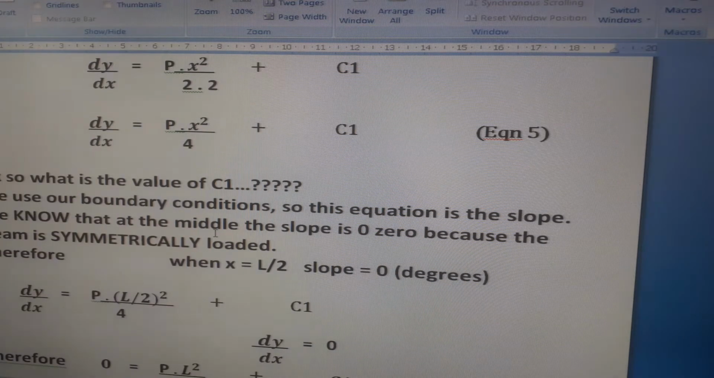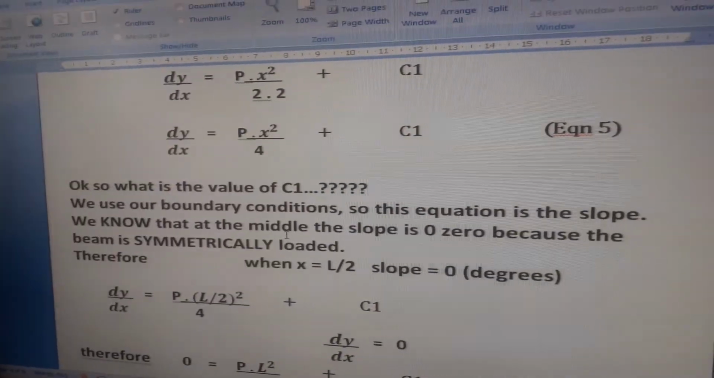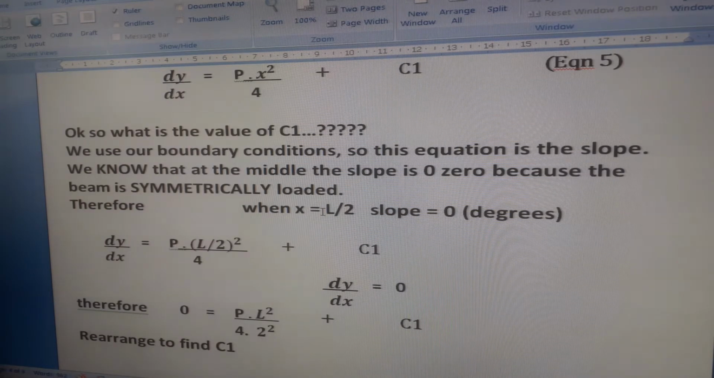As you probably guessed already, some of you have watched the other videos, what we've got to do now is use our boundary conditions. So this equation is the slope. We know that at the middle the slope is 0 because the beam is symmetrically loaded. Therefore, when x equals L over 2, the slope is equal to 0. Well, it's not degrees, it's actually a ratio. It's not even radians, is it? It's a ratio.